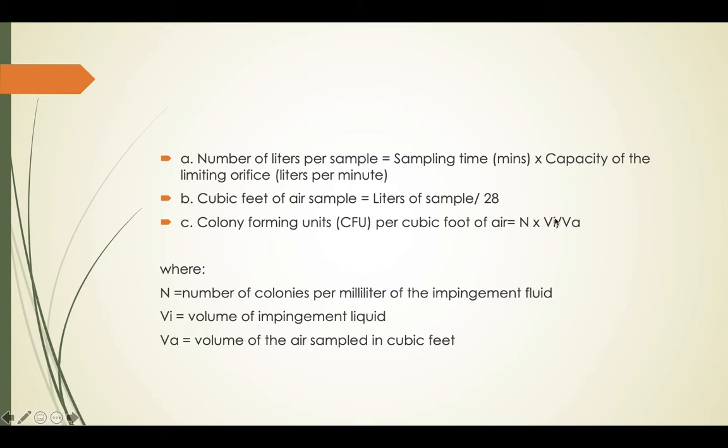Okay, so your standard plate count will then be equivalent to the number of colonies per milliliter of the impingement fluid multiplied by the volume of the impingement fluid used. Since we did spread plating, we do 0.1 ml. If you did pour plating, then you do 1 ml. Then you just divide it by the cubic feet of air that you sampled.